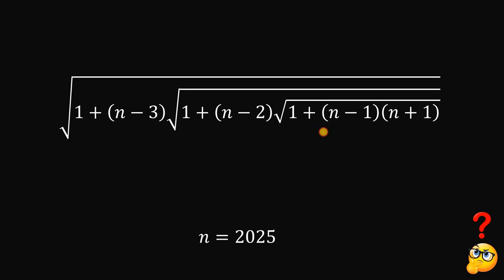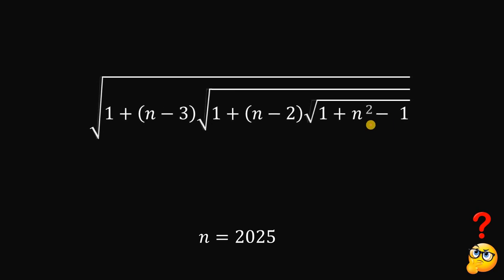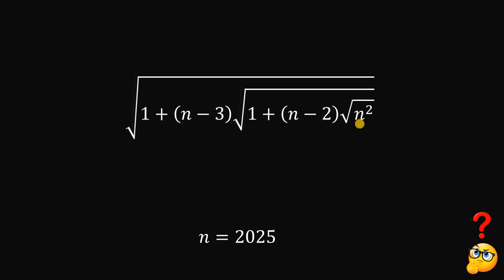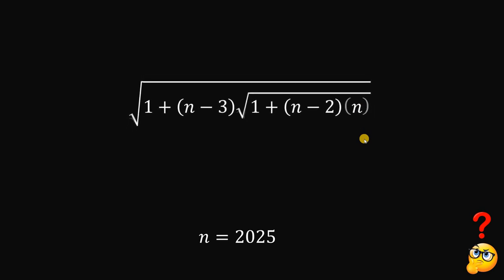Now, how about the product of n minus 1 and n plus 1? So, we have here n squared minus 1. This is just a famous identity. So, we have here n squared minus 1 plus 1. Now, minus 1 plus 1 is just equal to 0. So, what's left is just n squared. So, again, square root of n squared, we can cancel out the squared and the square root. So, this is just n.